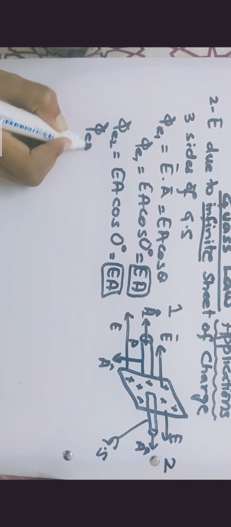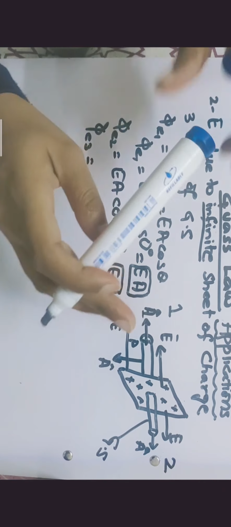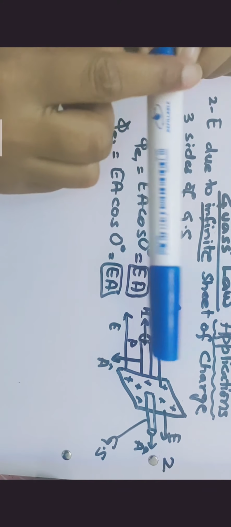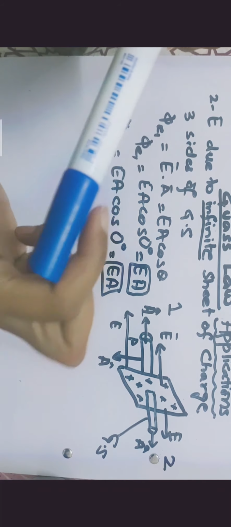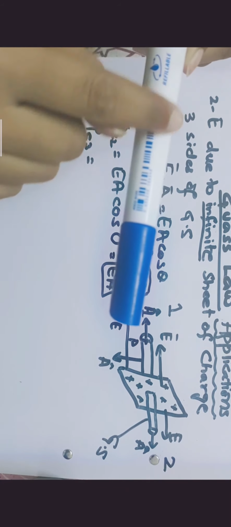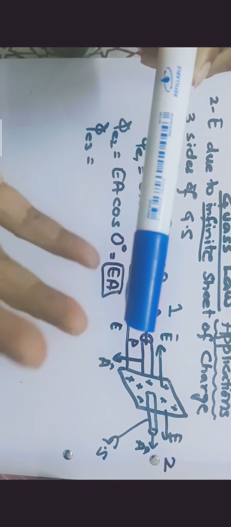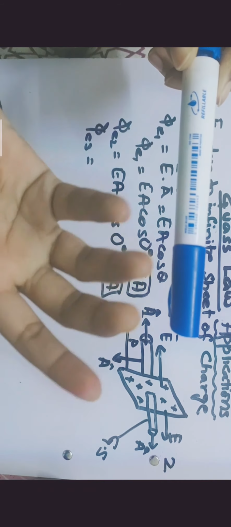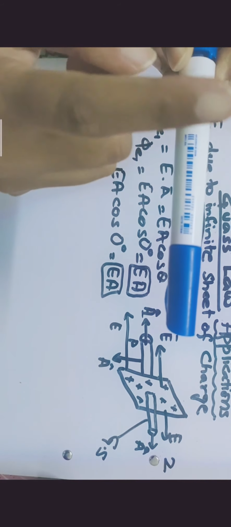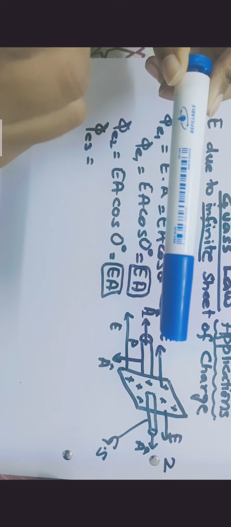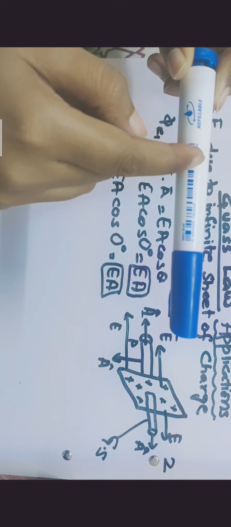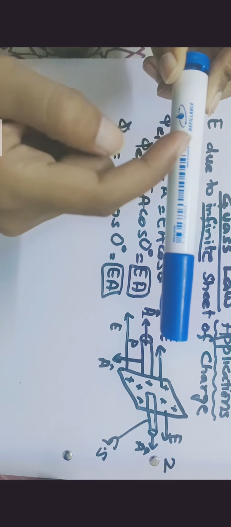Now the third side is the curved side. Consider this marker as the cylindrical form. We have two end faces which are flat, and this is a curved surface. For this curved surface, I draw a patch and draw a normal on that patch. Its direction would be outward, towards you, and the direction of the electric field is either towards the left or the right side.